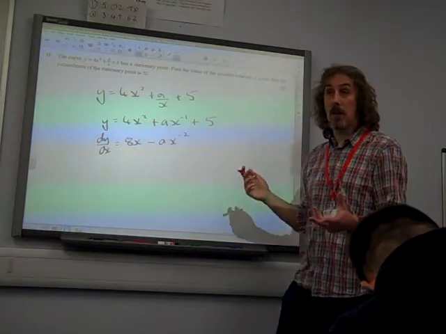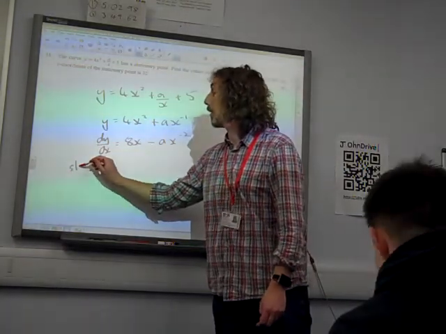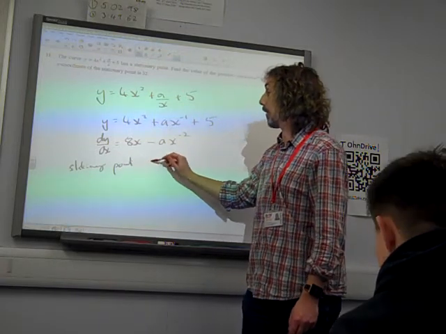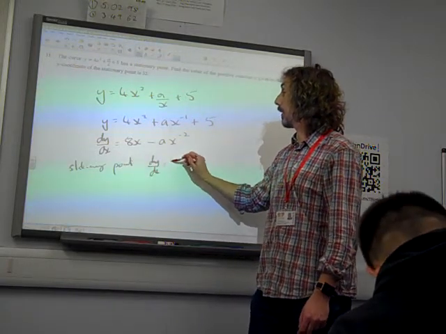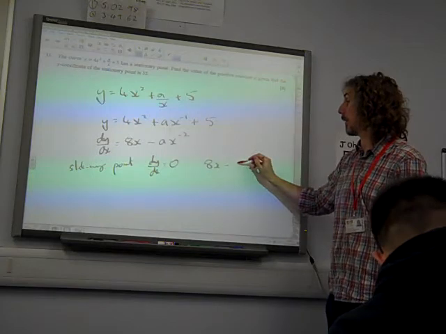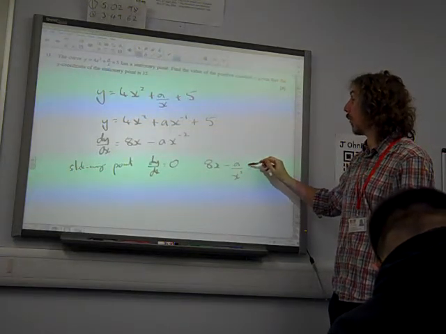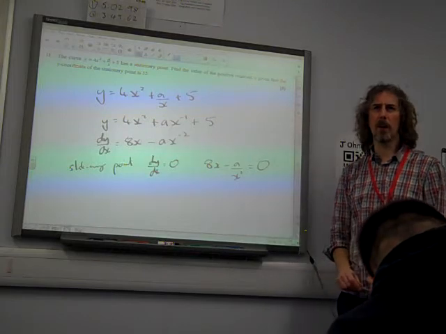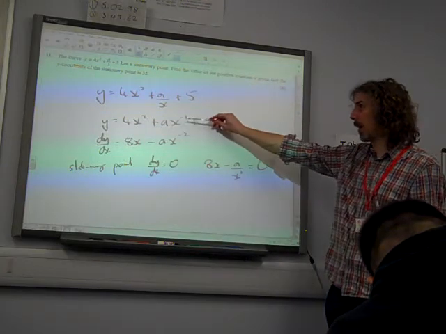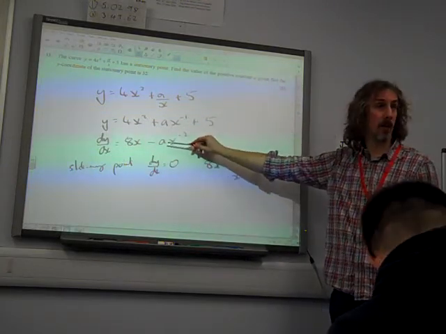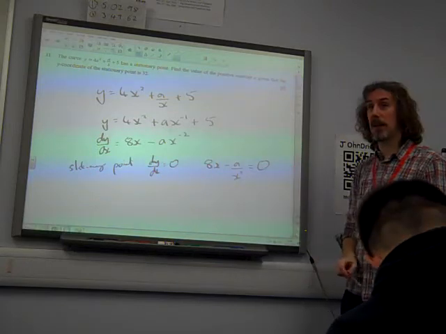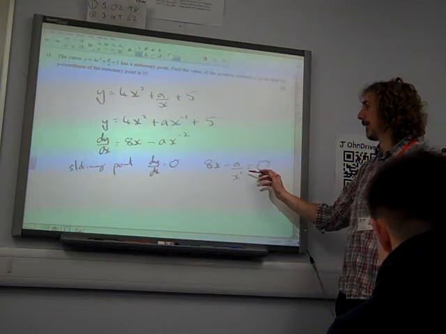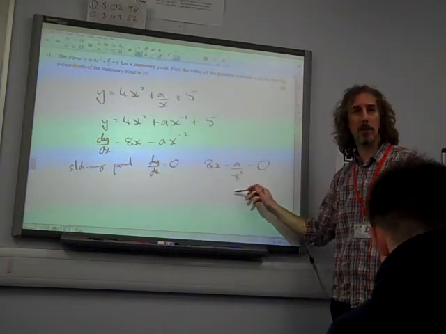At a stationary point, we know that dy by dx equals 0, so we're going to put that equal to 0. We're getting marks all over the place so far. I think by this time I may already have got 4 marks. I have. I've got 1 mark for that line, 2 marks for differentiating, 1 mark for putting it equal to 0.